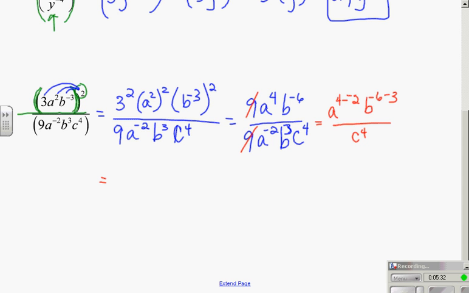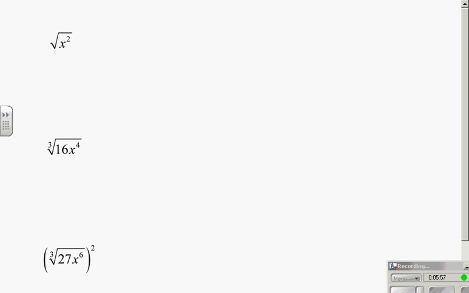When I work that out, I end up with minus minus 2, which is positive 6. Negative 6 minus 3 is negative 9, all over c to the fourth. That negative 9 says, please move me. So I have a to the sixth over b to the ninth, c to the fourth. Again, you could have moved the negatives first, and you would have gotten the same answer.